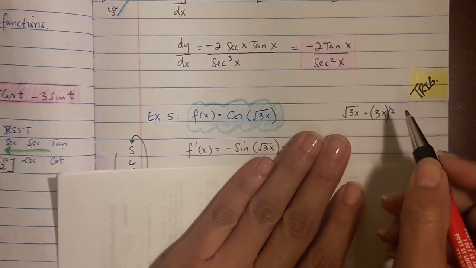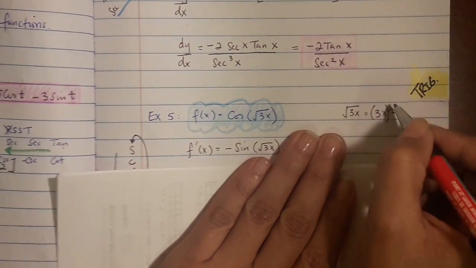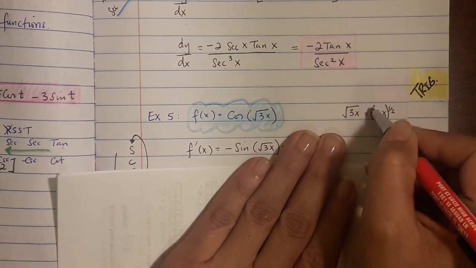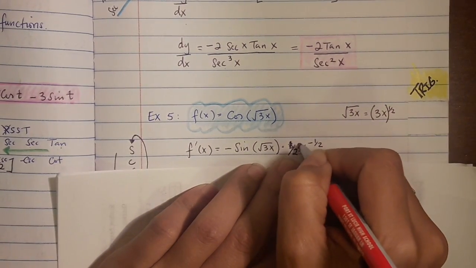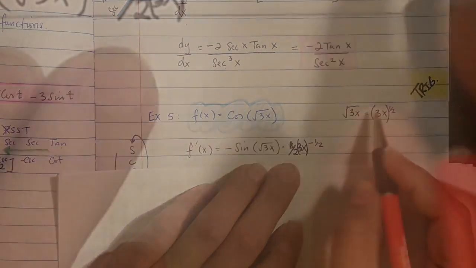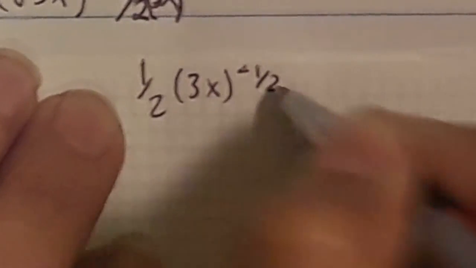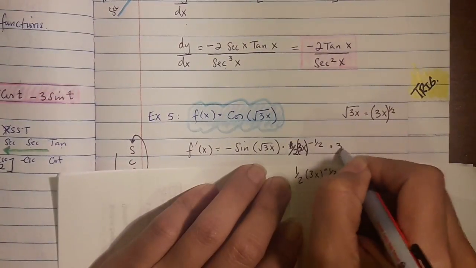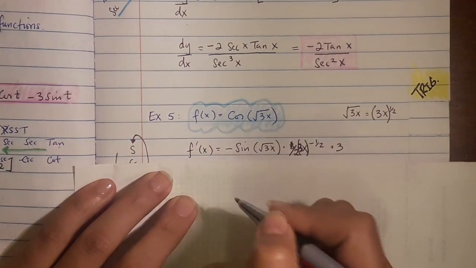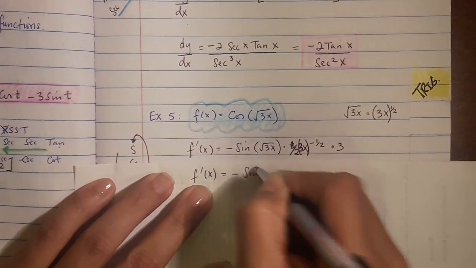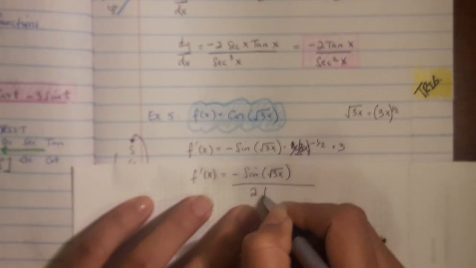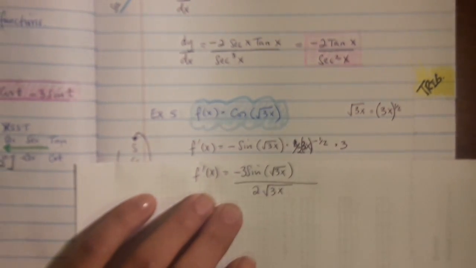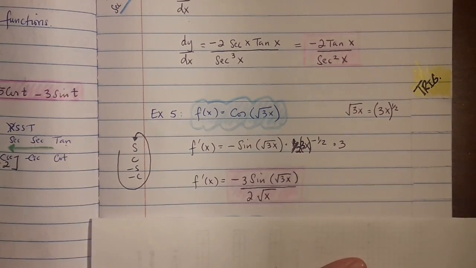So it's going to bring the 1/2 down. So 1/2 times 3x, and then subtract 1, which is negative 1/2. So 1/2 times 3x in parentheses, all raised to the negative 1/2. So I'm just going to write it here clearly. All times the derivative of the inside, which is 3. We're going to go ahead and simplify this. You're going to get f prime of x, the derivative is negative sine of that, and then 1 over 2, so 2 on the bottom, and then square root of 3x, and then times 3, which goes on the top. So it looks like that.